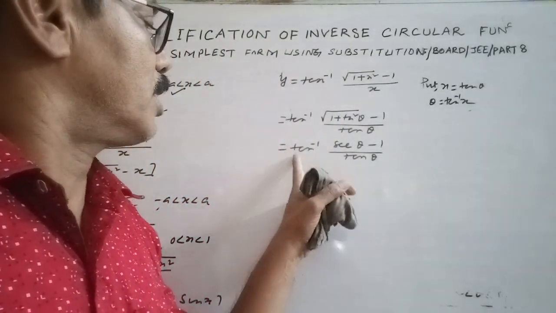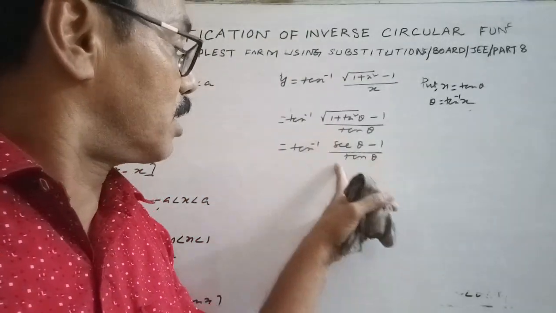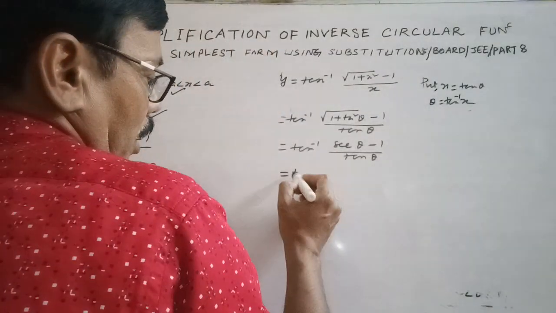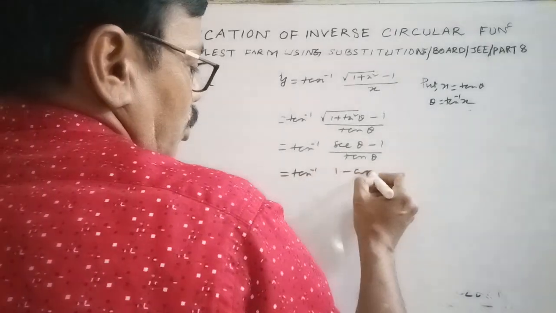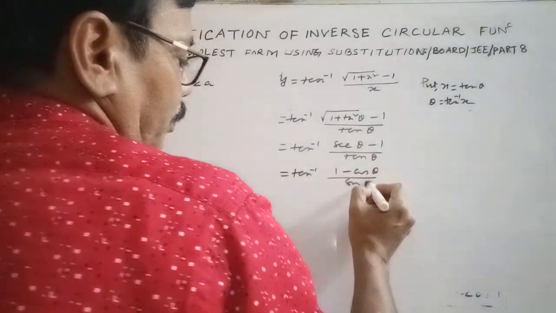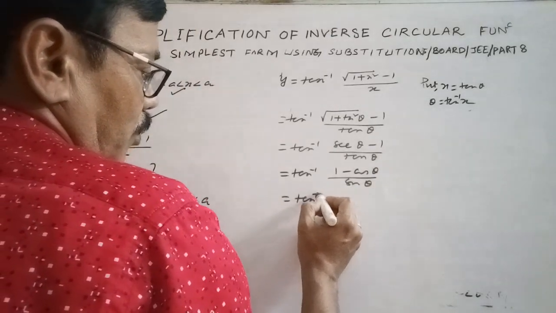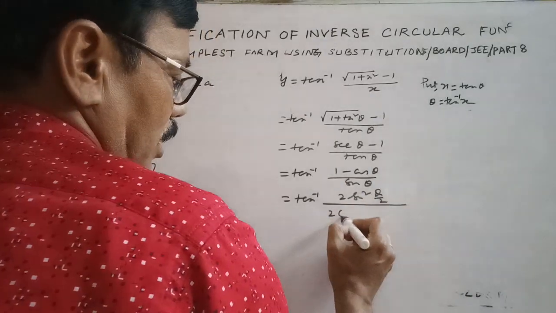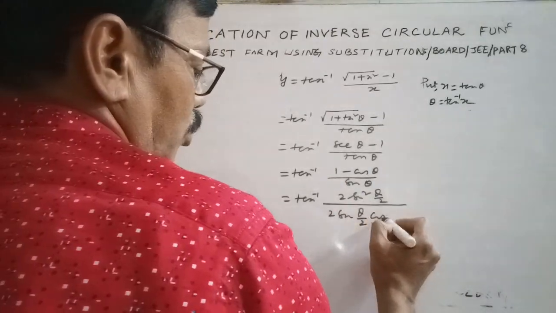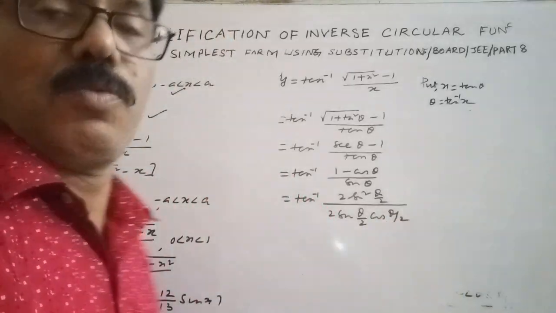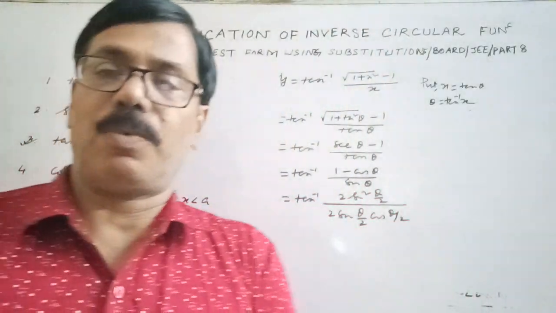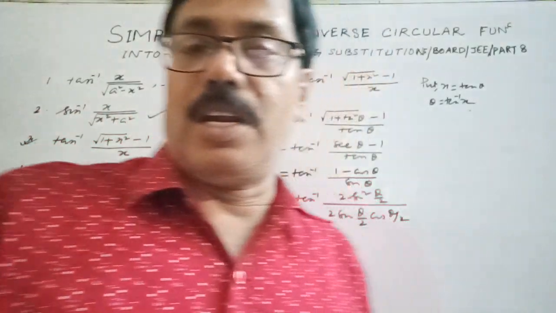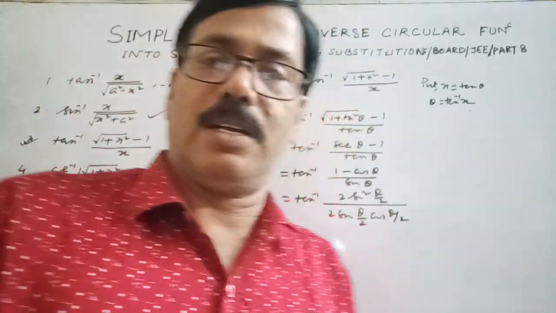Then the second aim is, since it is tan inverse, to try to express this argument in terms of tan. So tan inverse 1 minus cos theta by sin theta. So writing in terms of sin and cos, 2 sin square theta by 2, and sin theta is 2 sin theta by 2 cos theta by 2. You have to remember the formulas of multiple and submultiple angles for performing the derivative of inverse circular functions.